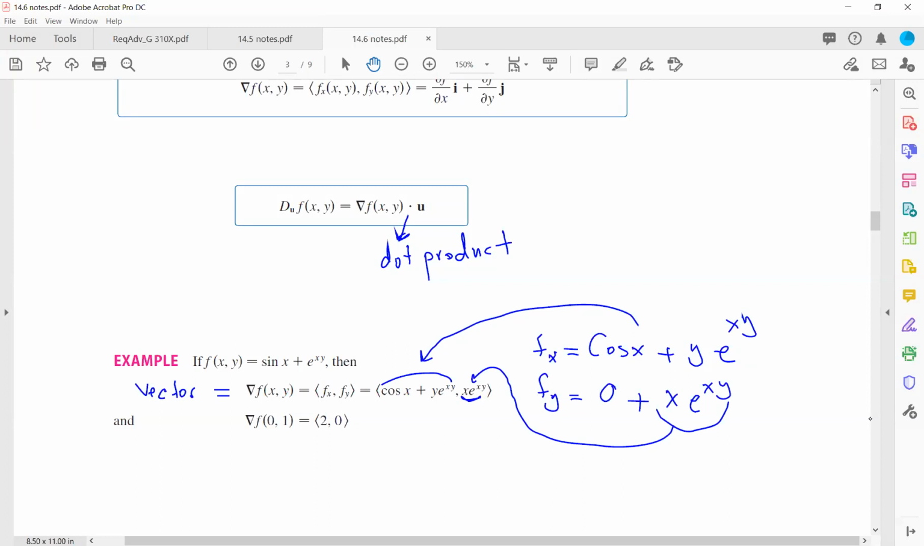If the question says evaluate your gradient vector at x equals 0 and y equals 1, after finding the actual gradient function, you plug in 0 for x, 1 for y. So here you have cosine 0 plus 1 e to the 0, comma, 0 times e to the xy. So the second term, as you can see, is 0. So we're not worried about the second term.